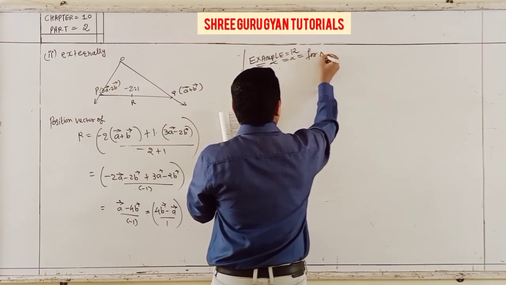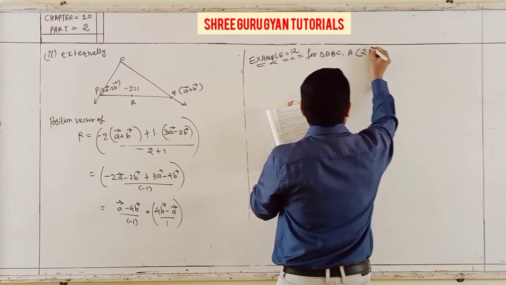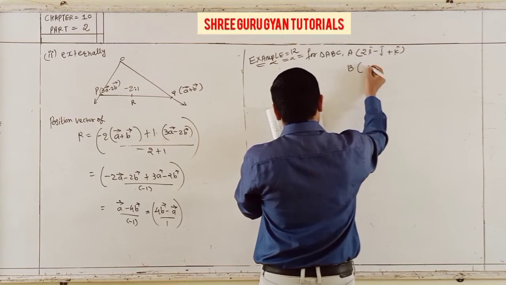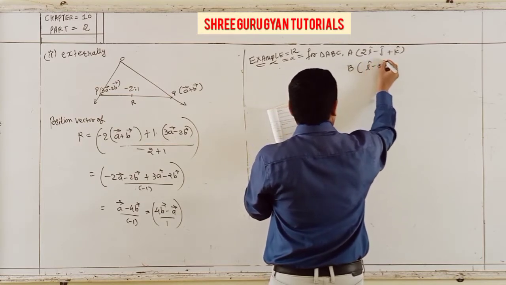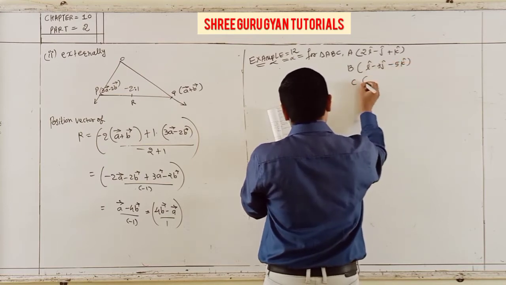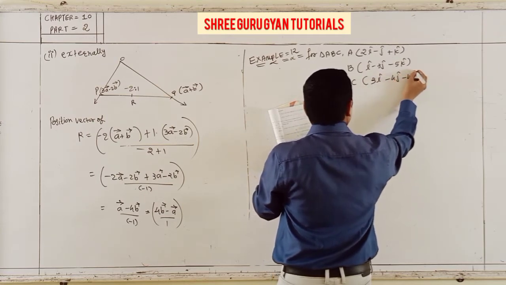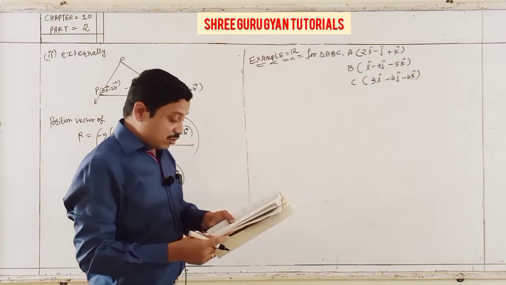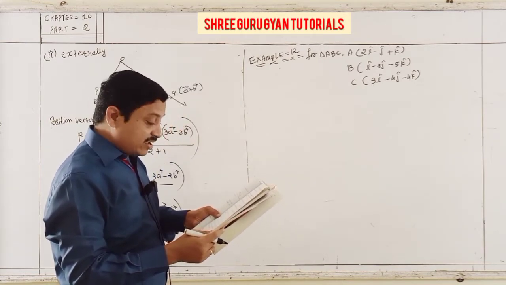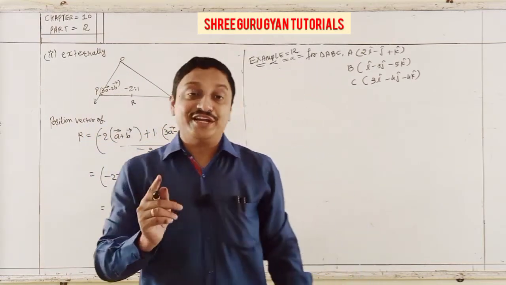For the triangle ABC, A is 2i minus j plus k. B is i minus 3j minus 5k. And C is 3i minus 4j minus 4k. Yes, these are the three given. One more time check: 2i minus j plus k, i minus 3j minus 5k, and 3i minus 4j minus 4k. Yes, prove that they are vertices of a right angle triangle.